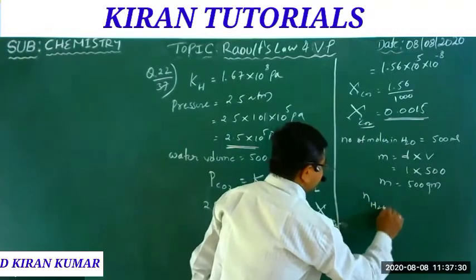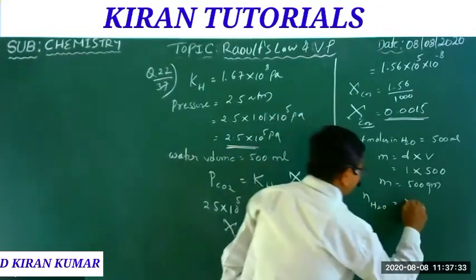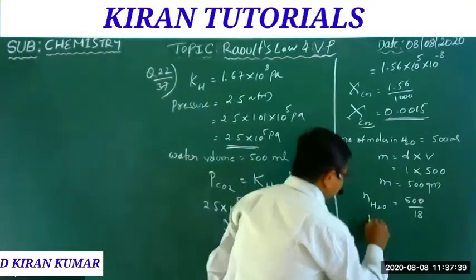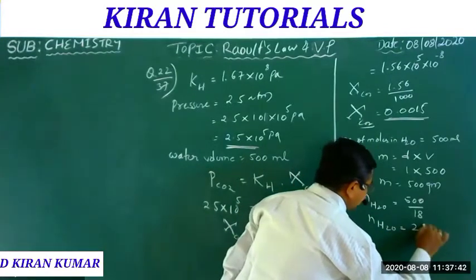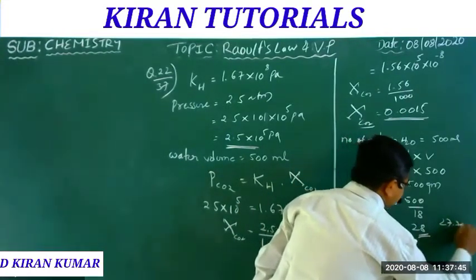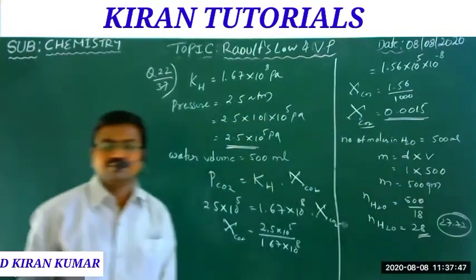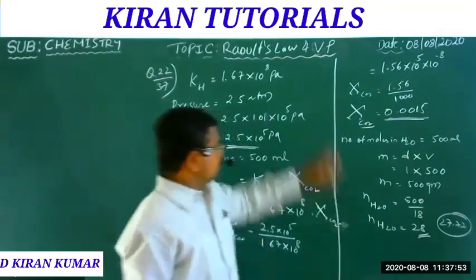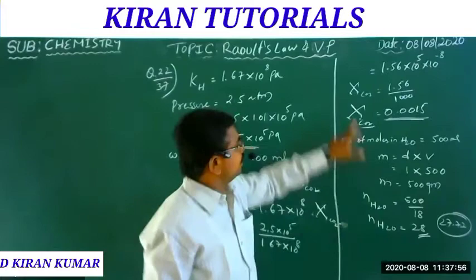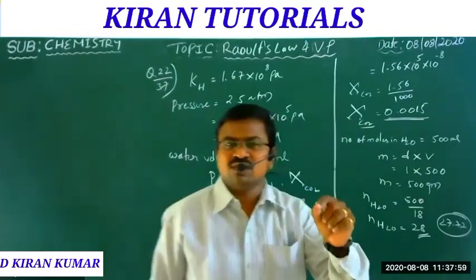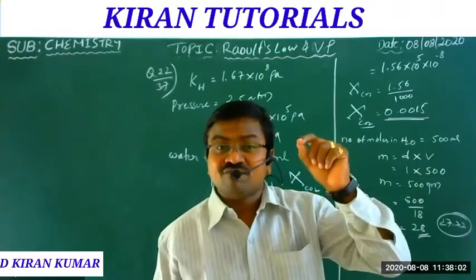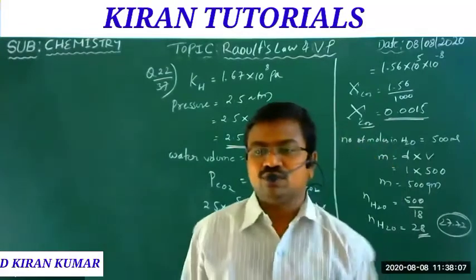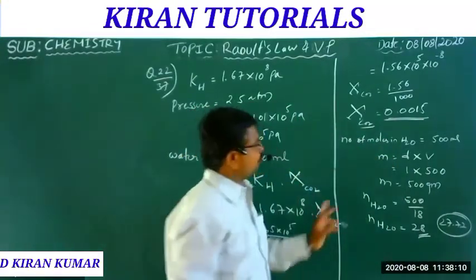The number of moles of H2O equals 500 by 18. So what is the number of moles of H2O? Nearly 28, equal to 27.77. Clear? That is the number of moles of water. Here the mole fraction of carbon dioxide is present, but what is the question? Calculate the number of moles of carbon dioxide present in water. Clear?